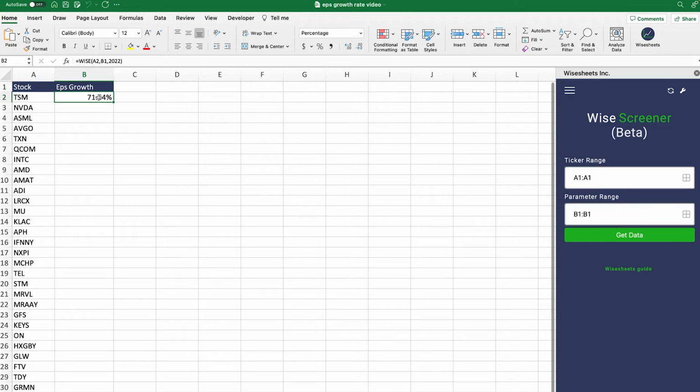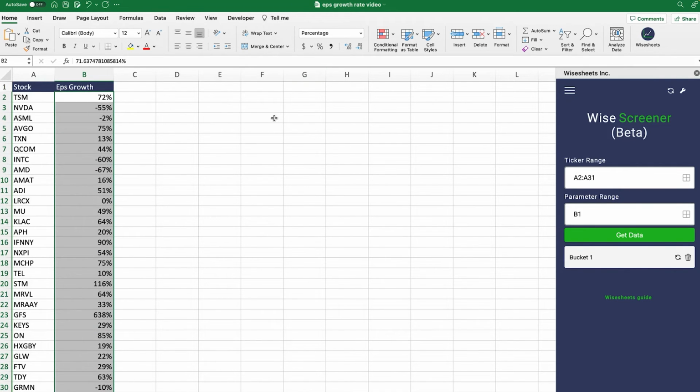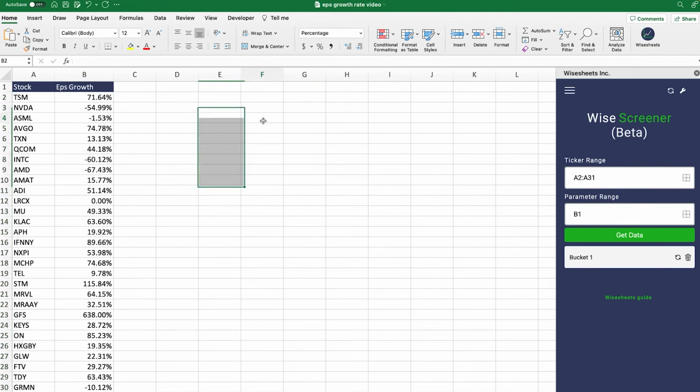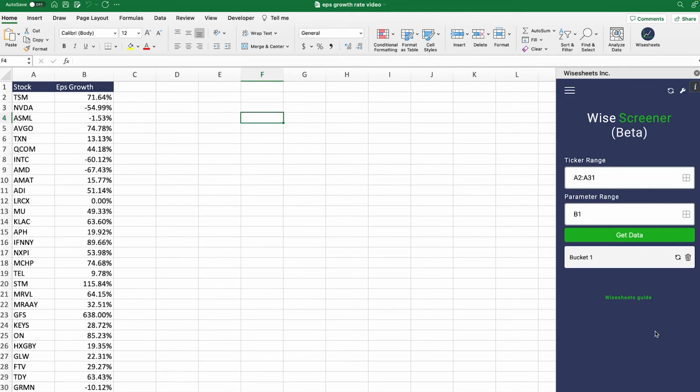really excited to share with you is the fact that instead of doing this, what you could do is select this range of tickers right here, use this WISE screener, which you can see right now it's in beta, click here, and now it's going to select the range of tickers, and then you enter a parameter. So in this case, the parameter is here. We're going to click on it, so it's on B1, click on get data, and automatically you're going to get all the data right here. So now we can just turn this into a percentage, and right away you can see how you get all the data, and then one click, boom, you can update it.